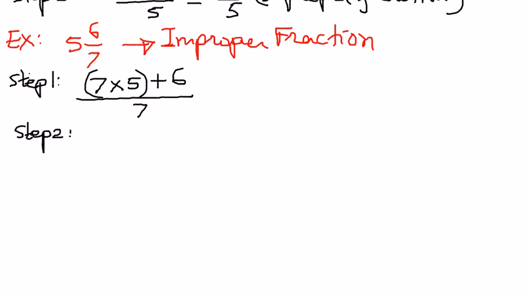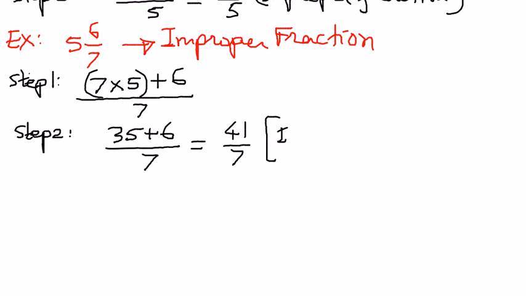So 7 times 5 is 35 plus 6 divided by 7. So 35 plus 6 is going to be equal to 41 divided by 7. 41 over 7 is in its improper fraction format, and therefore 5 and 6 over 7, a mixed number like that, can be expressed as 41 over 7, which is in its improper fraction format. So this is how we want to convert mixed numbers into improper fractions.